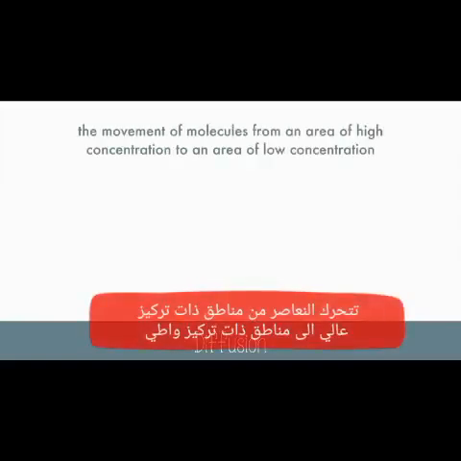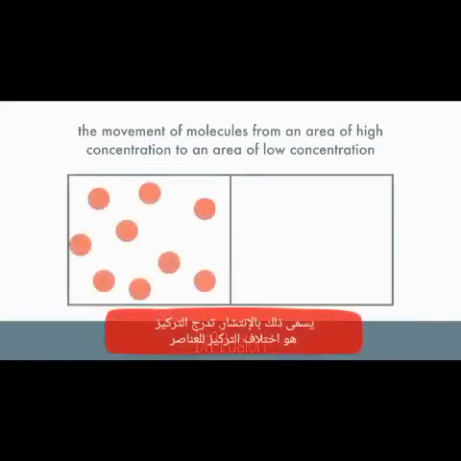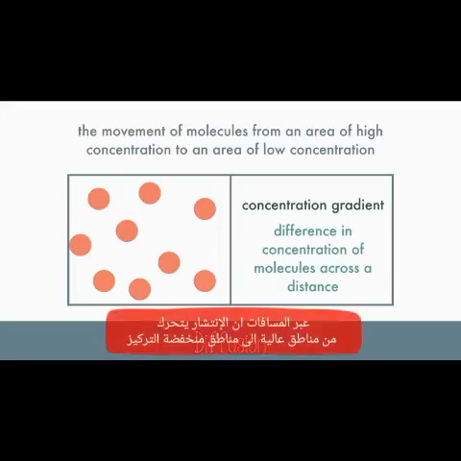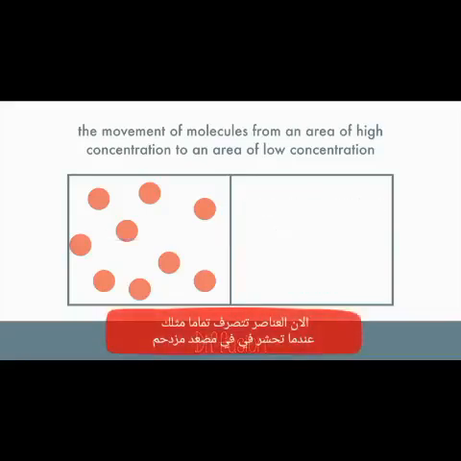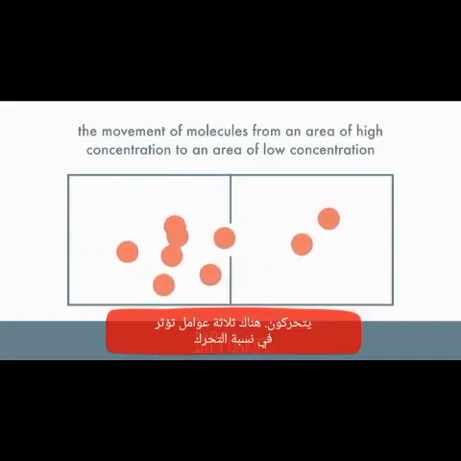The movement of molecules from an area of high concentration to an area of low concentration is called diffusion. A concentration gradient is a difference in the concentration of molecules across a distance. Diffusion goes from high to low areas of concentration. Now, molecules behave just like you do when you're stuck in a crowded elevator. They want to get out to an area where there's more room. They have energy and they bounce around, and as soon as they can move from an area of high concentration to an area of low concentration, they move.